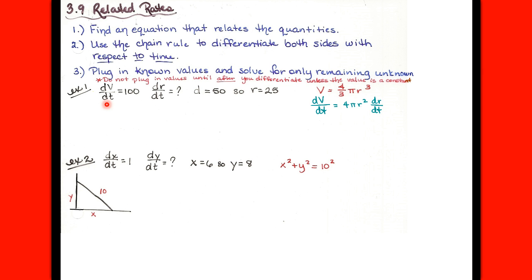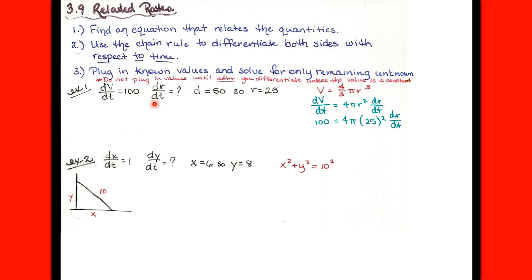Then it says, how fast is the radius increasing? So that means that I want to know the rate of change of the radius. How fast is the radius increasing when the diameter is 50? And we've already talked about if the diameter was 50, then the radius would be 25. So I can come over here then and plug in my known values. I know dV/dt is 100. I know my radius is 25. So the only unknown that leaves me is dr/dt, which is good because that was what they had asked me to solve for, right? So if I've done this correctly, there'll only be one remaining unknown. It'll be the one thing that they've asked me to find. So now I can just solve for that guy.